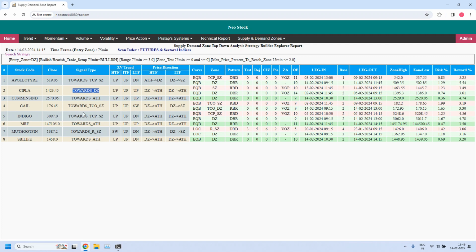And the remaining stocks are either moving to all-time high or moving to the supply zone. But it doesn't mean they will not give an entry. Maybe tomorrow they suddenly change the price direction, come to the demand zone, and immediately the pending orders in the demand zone will give a big push. That possibility is also there. So keep an eye on these stocks.